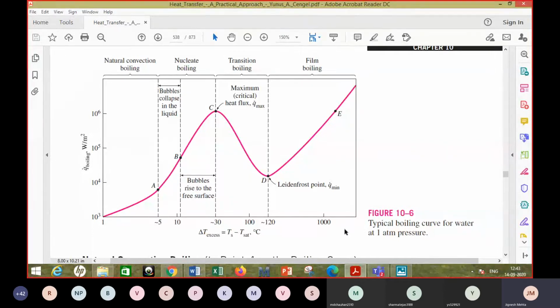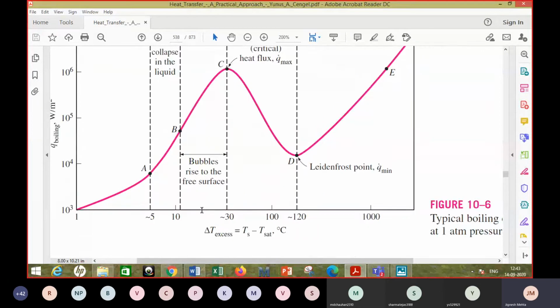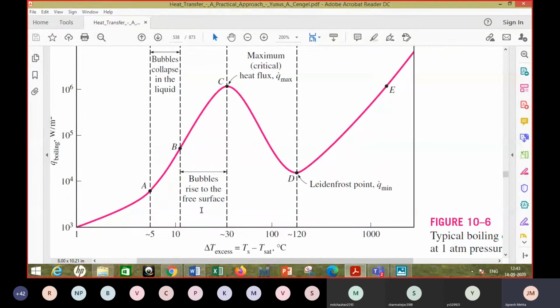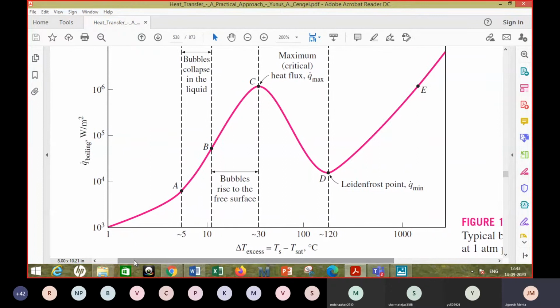So there is a log scale put up here on the horizontal axis, which basically shows the excess temperature of the surface, or rather the temperature difference between the surface and the saturation temperature, that is 100 degree Celsius, right? And on the vertical axis, it is the heat flux. It is the heat flux Q dot boiling, watt per meter square.